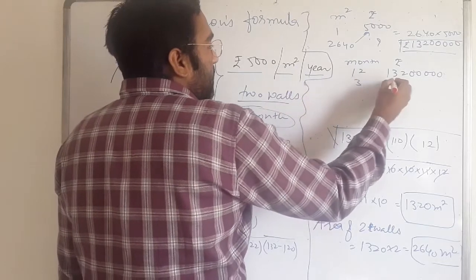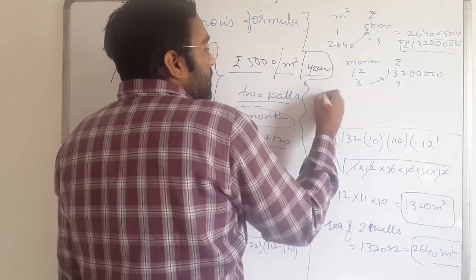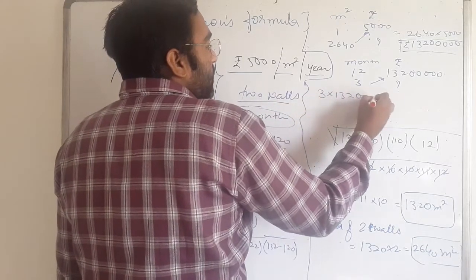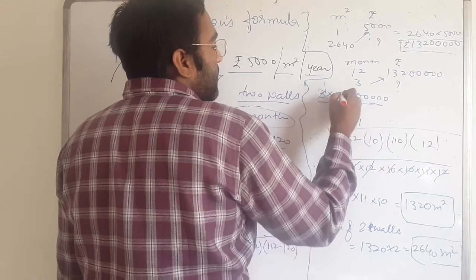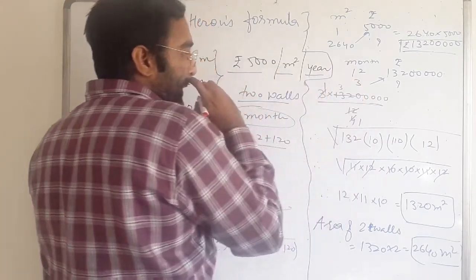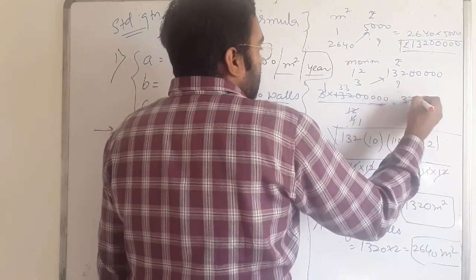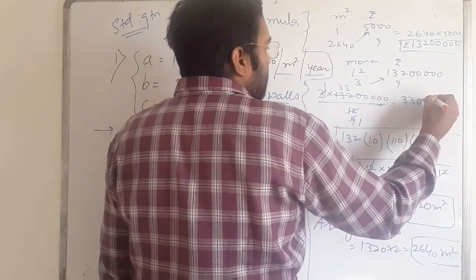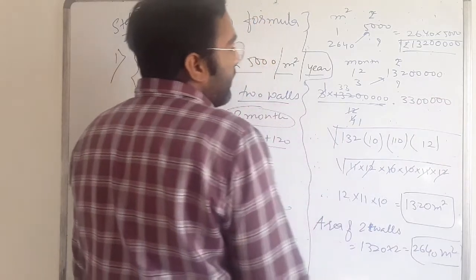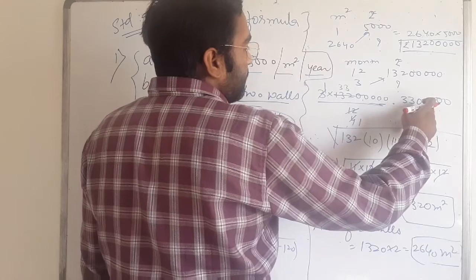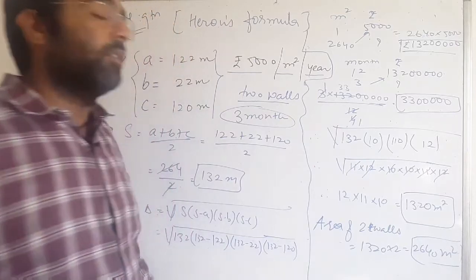Now we have to find the cost for 3 months. So we take cross multiplication: 3 into 132 and 5 zeros, upon 12. So 3 1s are 3, 4 1s are 4, 4 3s are 12. That is 33 lakh. Approximately 33 lakhs are required for 3 months.